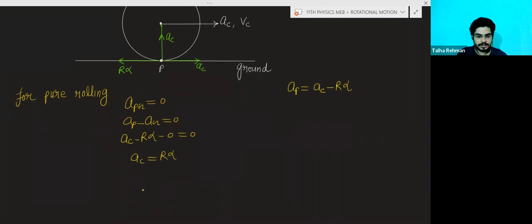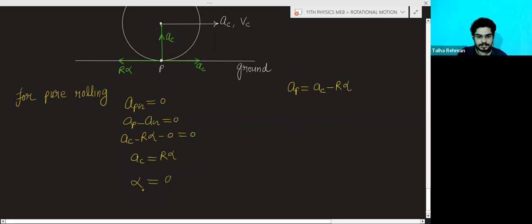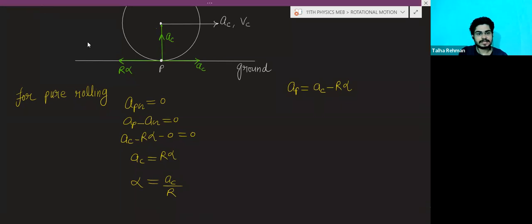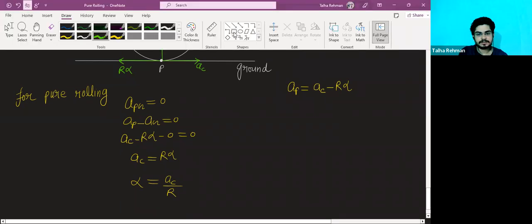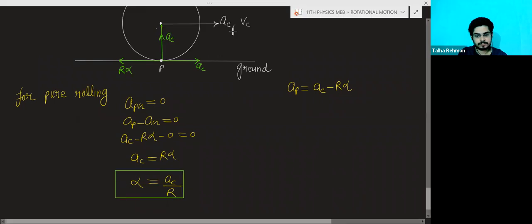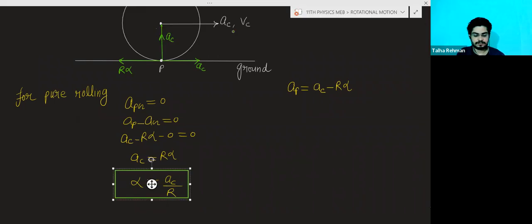Now alpha will be the acceleration of center of mass divided by R. So the angular acceleration condition will be this. This will be the angular acceleration condition. So this is the condition for pure rolling.